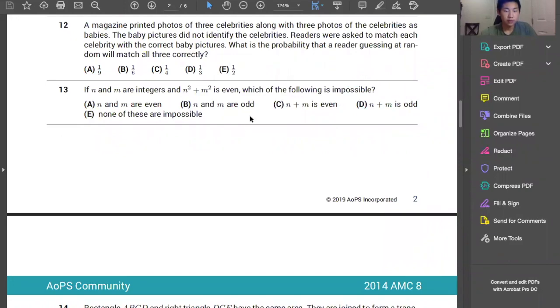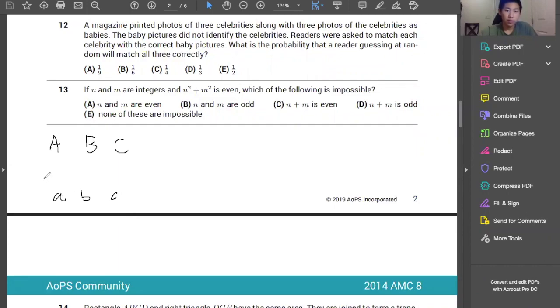So we have a magazine with 3 celebrities as well as their baby pictures, and we do not know how they match up. But then the readers are asked to match them correctly. And we want the probability that a reader who guesses randomly will guess all of them correctly. So I'll say the celebrities can be A, B, and C. And then their baby pictures can be A, B, and C, but lowercase, let's say.